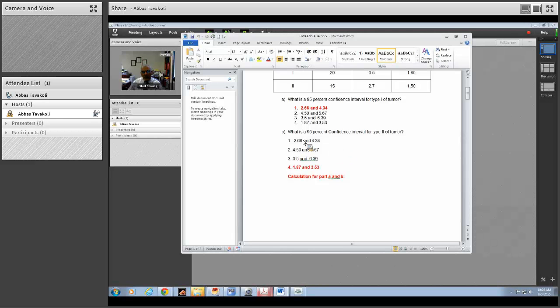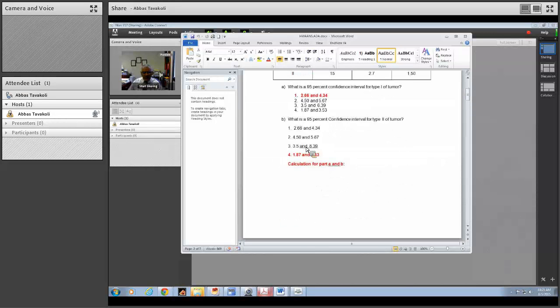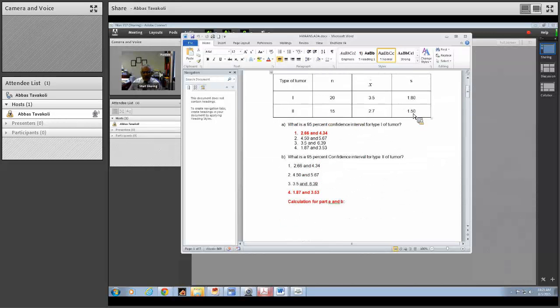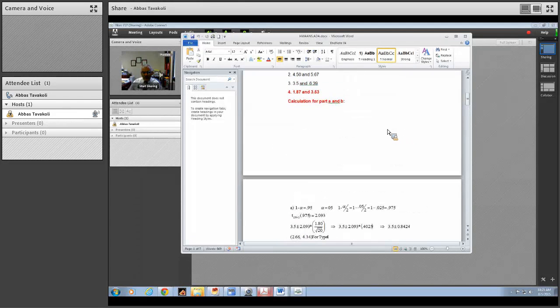Again, the B part is the 95% confidence interval for type 2 tumor. It's the same sort of process. You find the reliability coefficient, which is 2.1448, and then you have your estimator, 2.7, the mean for type 2, and S is 1.5. You put it in the formula and you get 1.87 and 3.53 for type 2, which is the correct answer.